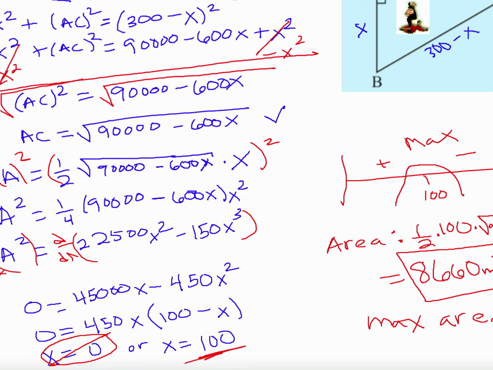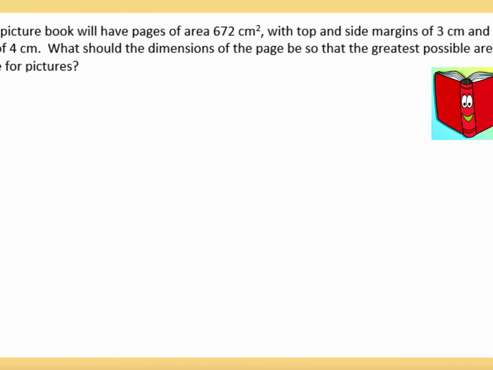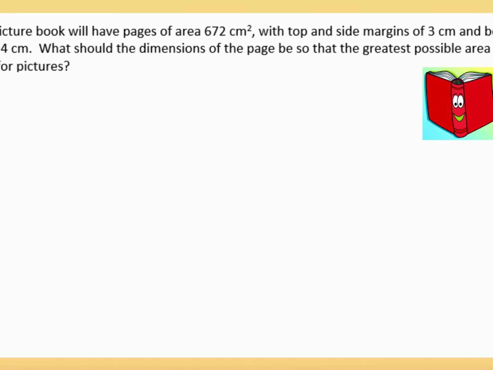Okay, so let's try this next one. Here we've got a picture book that has pages with an area of 672 centimeters squared, top and side margins of 3 centimeters, and a bottom margin of 4 centimeters. So let's set it up how it's probably going to look.